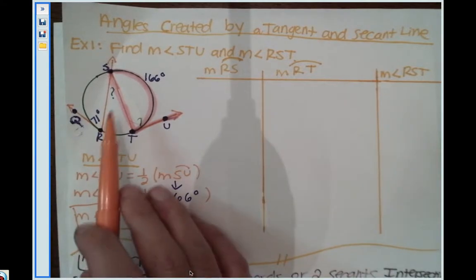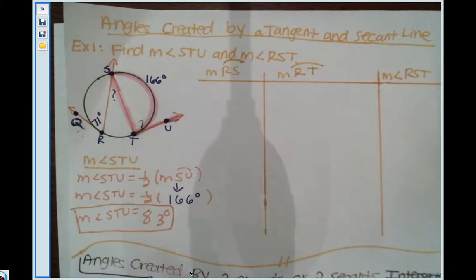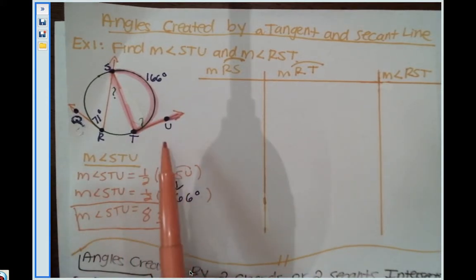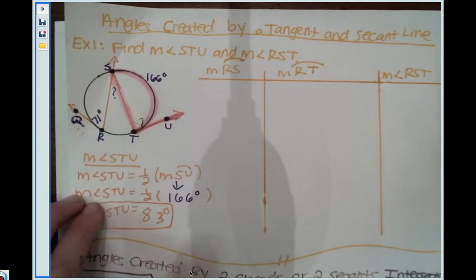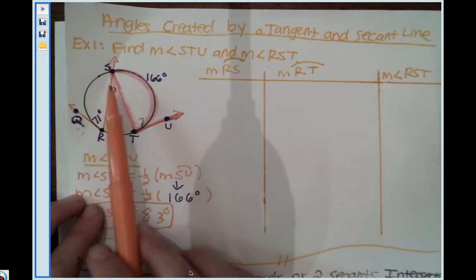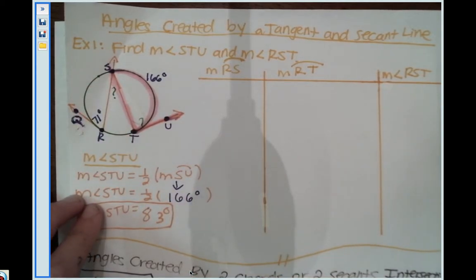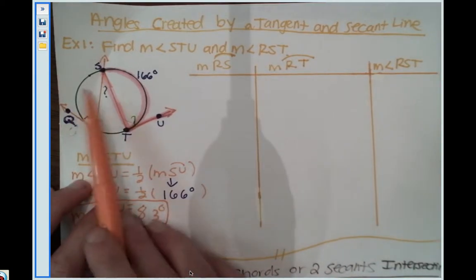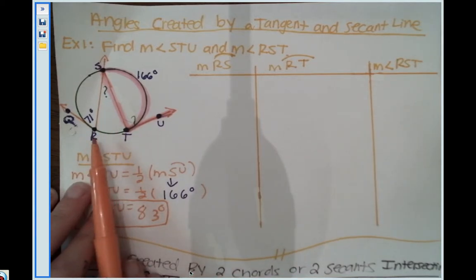So now I want to find the measure of angle RST. Usually when we do this, we need an intercepted arc. What type of angle is angle RST? It's an angle whose vertex is on the circle. What angle have we talked about that has its vertex on the circle? It is an inscribed angle. An inscribed angle has a relationship with its intercepted arc, which in this case is RT.